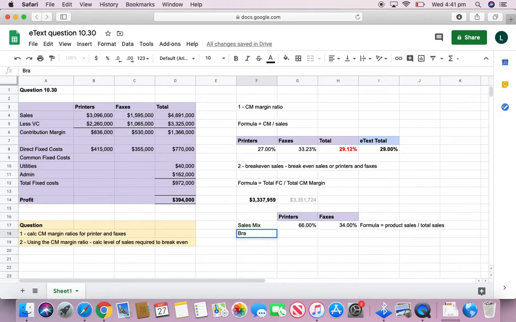Then we can go to break even per product. So this is our break even sales. That's very important. So what we do is, here's our answer. I'm using my numbers, so if you look at my answers for this break even sale, it will be a bit different. I will show you how the eText got it. So we're getting the total break even sales, applying it to the printer sales mix. We'll do the same for the faxes.